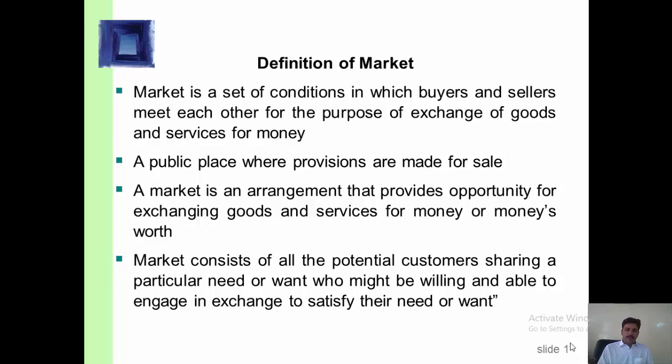Similarly, another definition of the market is that a market is an arrangement that provides opportunity for exchanging goods and services for money or money's worth. A market consists of all potential consumers sharing a particular product, particular need or want, who might be willing and able to engage in exchange to satisfy their needs or wants. So in short, market is a situation, a provision, a place in which different buyers and sellers come, meet, and exchange goods and services for the sake of money.